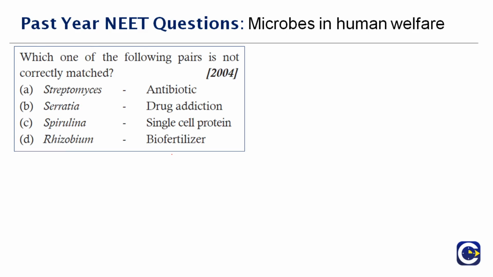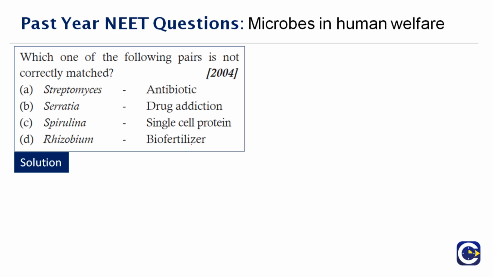Okay, next question here. Which one of the following pairs is not correctly matched? Again, it's an easy question for you. Streptomyces, we just now saw it is antibiotic, that is right. Serratia, drug addiction, wrong. Spirulina, single cell protein, that is also right. Rhizobium, biofertilizer, that is also right.